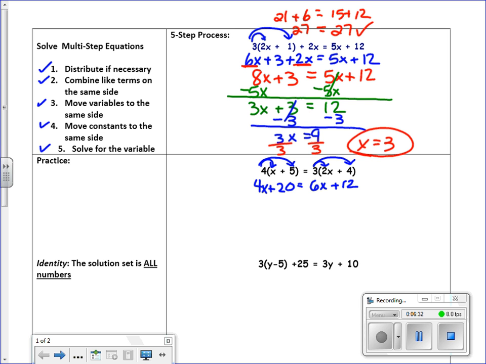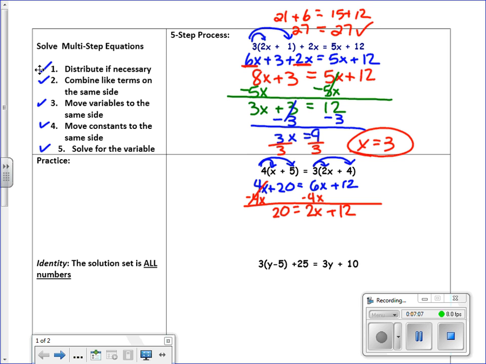So the next thing I want to do is get rid of my 4x. If you subtracted 6x from both sides, you most likely have the right answer. Okay, it's going to work out either way. It just is that you would be dividing by a -2, where I'm going to be dividing by a +2. So I subtract 4x, and I have 20 equals 2x plus 12.